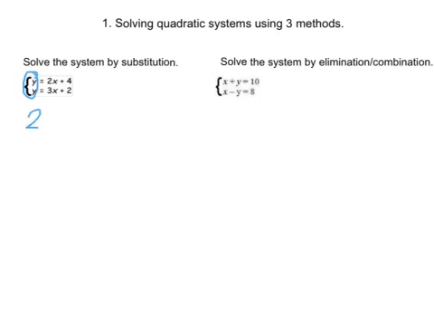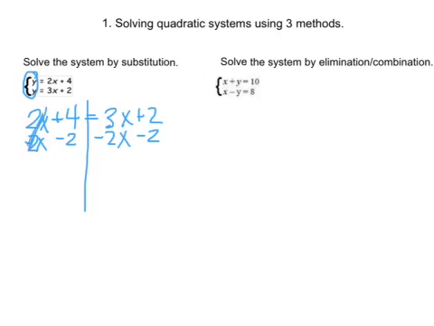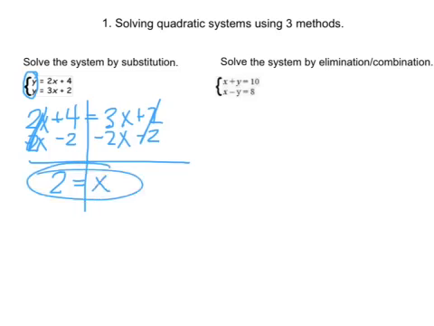So we take 2x plus 4 equals 3x plus 2. Get x's on one side, numbers on the other. So let's minus 2x to both sides, and then minus this 2. So that when we have these cancel, and we're simply left with 2 equals x. We found our x. However, when we solve the system, we're looking for an ordered pair.